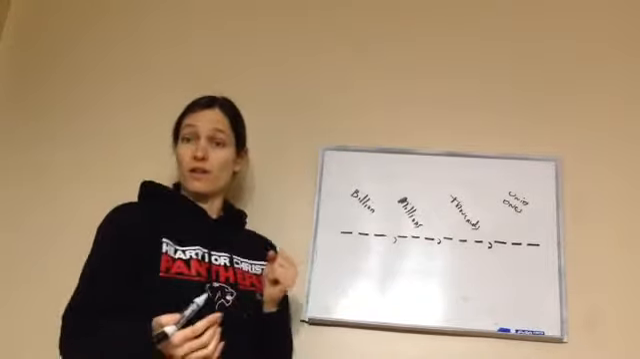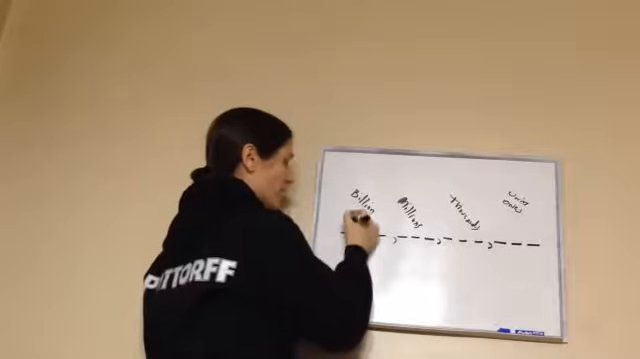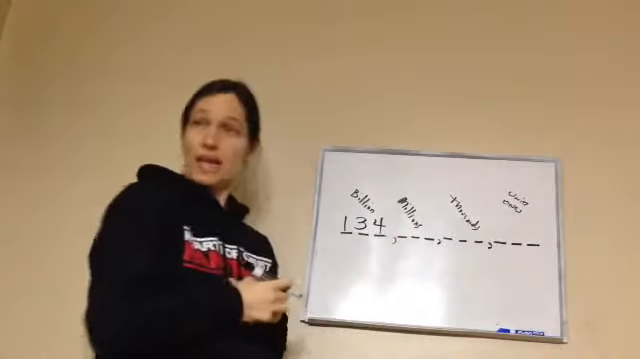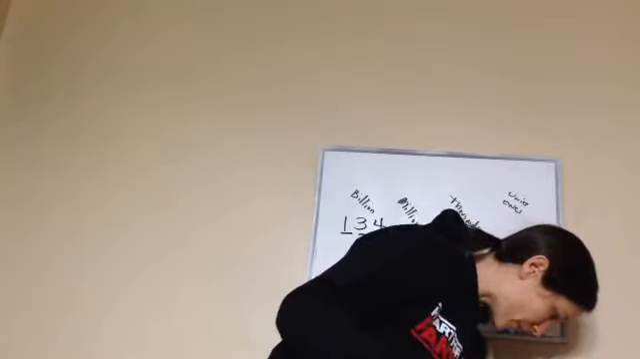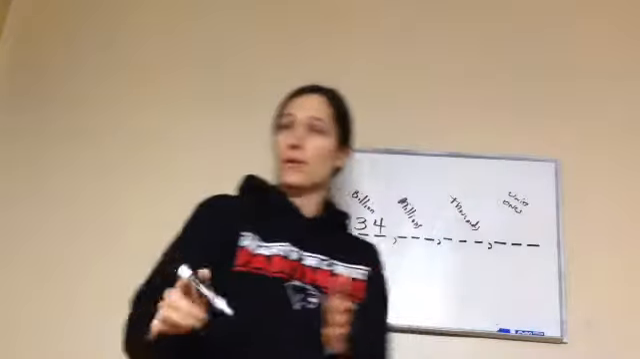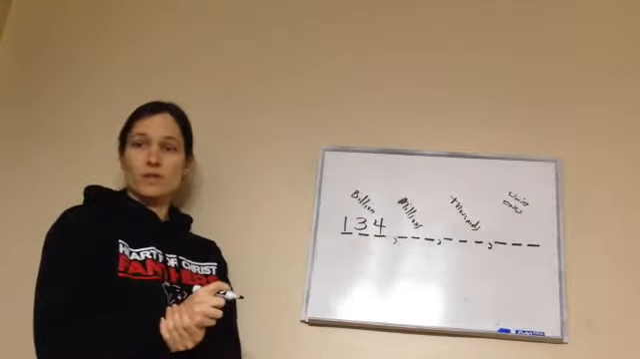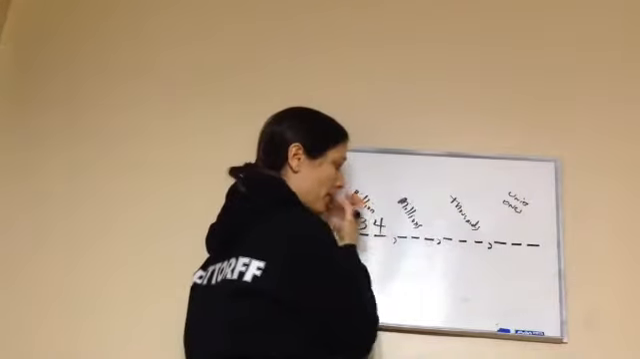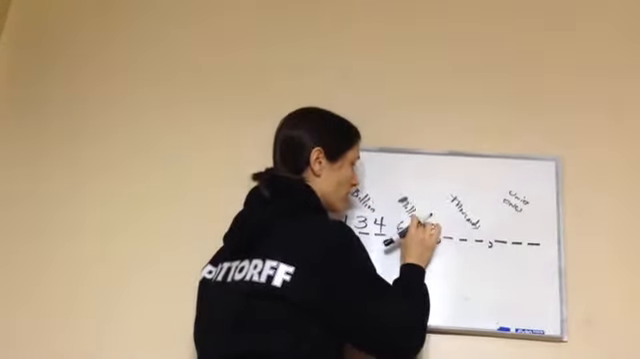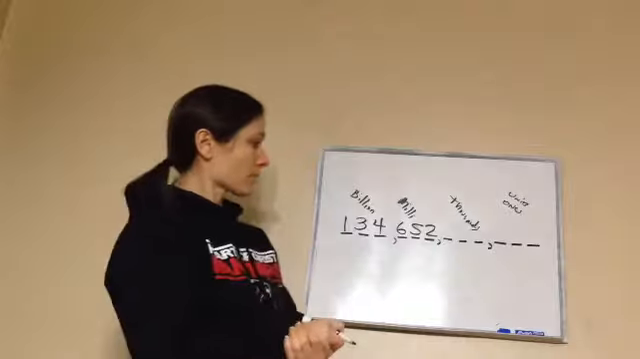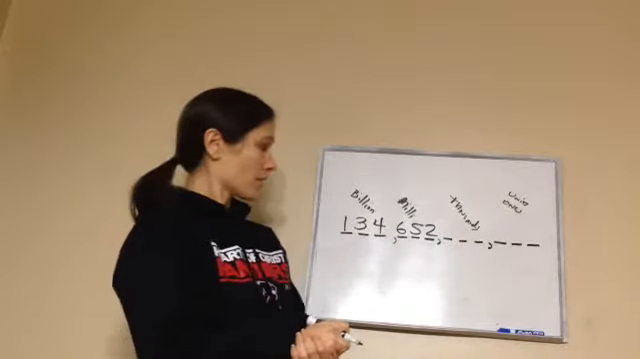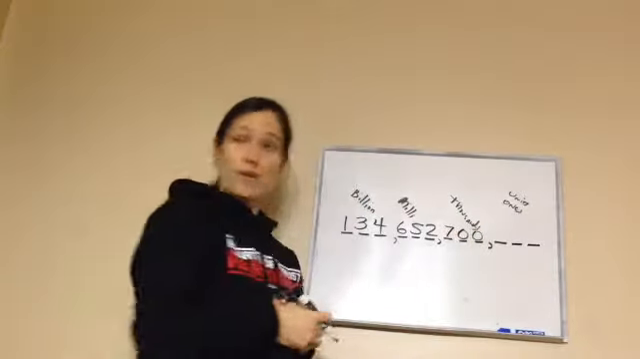1, 3, 4. Very good. In what spot? In the billions spot. 134. That's exactly what they said. Next thing they say to me is use digits to write 134 billion, 652 million. 6, 5, 2. Yep. In what spot? In the millions. 6, 5, 2. Then it says 134 billion, 652 million, 700,000. 700 in the thousands spot.